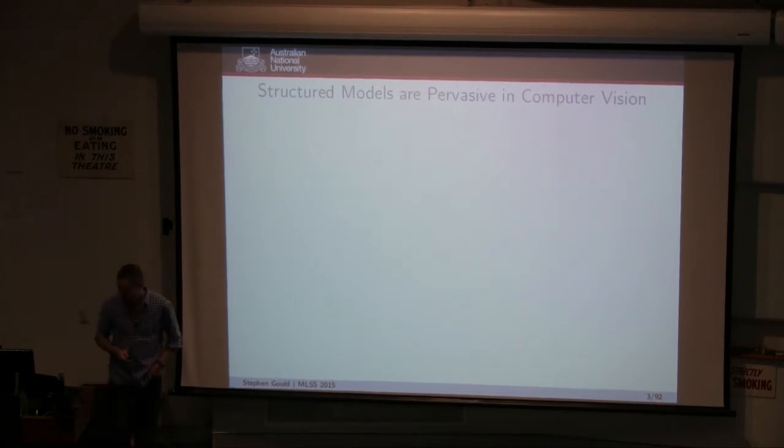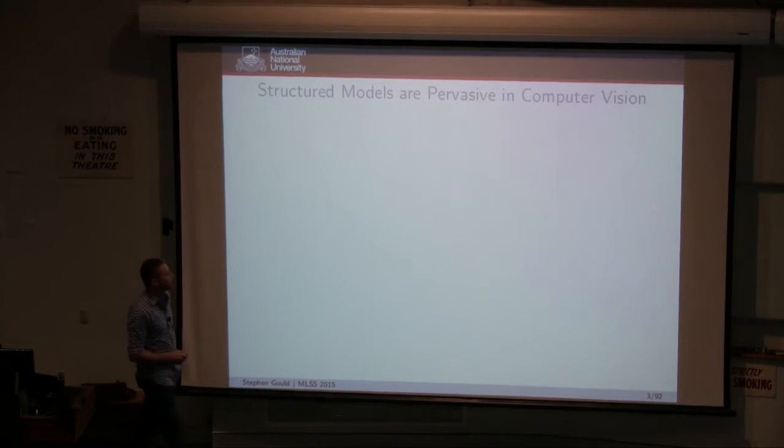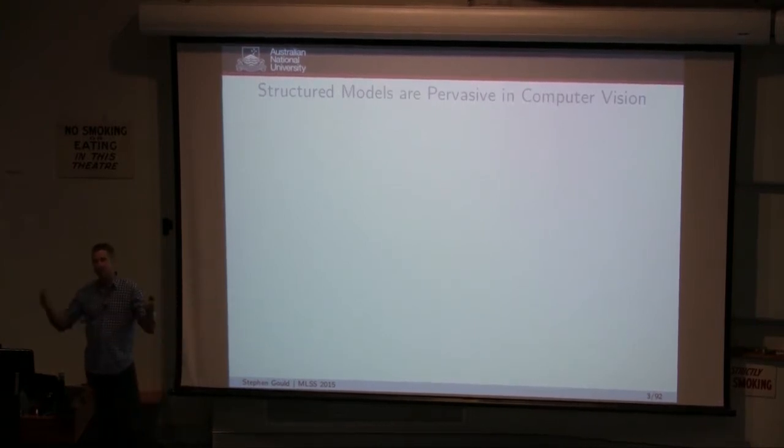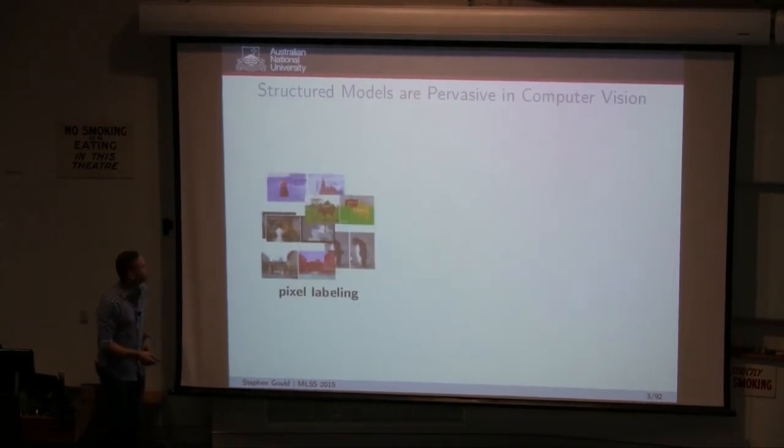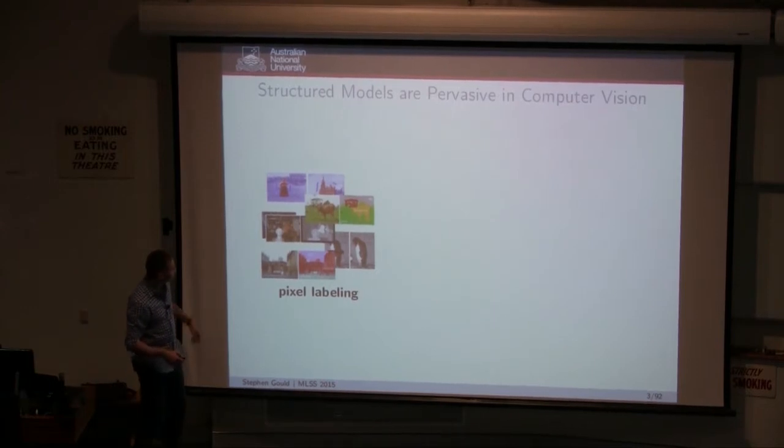So structured prediction models are pervasive in computer vision. And what do I mean by structured models? Well, unlike, say, just a supervised machine learning problem where you're trying to predict a single variable from some input, in a structured problem you're trying to predict multiple variables at the same time, and there's some sort of interaction between those multiple variables. So let's look at a couple of problems that are common in computer vision.